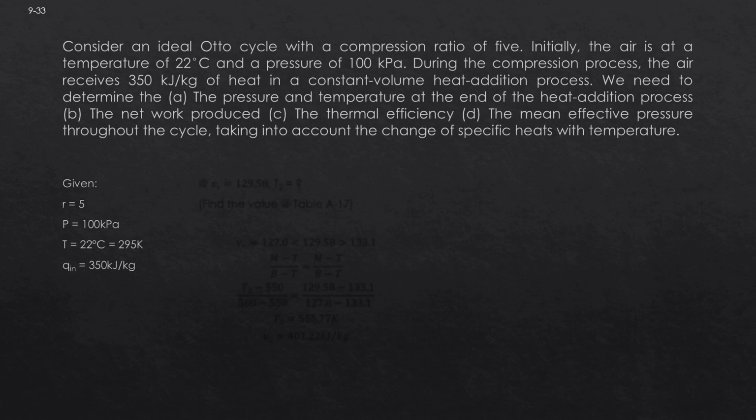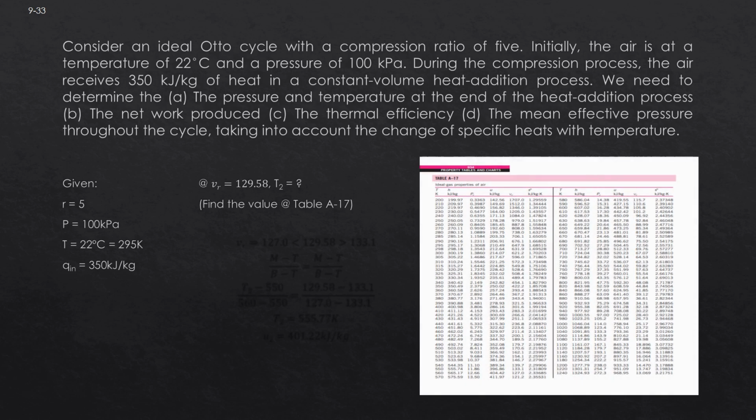Now that we have the value for our vr2, we can solve for the temperature at state 2. We can find the temperature at state 2 in our property table, table A-17. Looking at the table, we see that our vr is between 127.0 and 133.1. Since our vr is between two points, we cannot directly find the temperature at state 2, so we'll use interpolation with this equation.